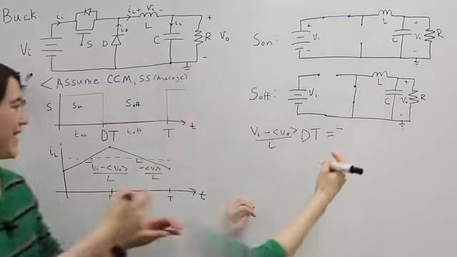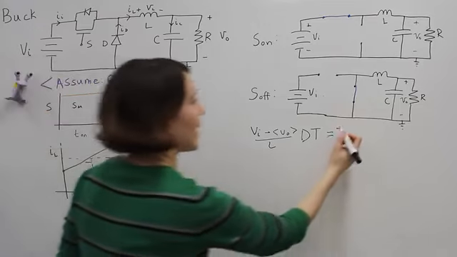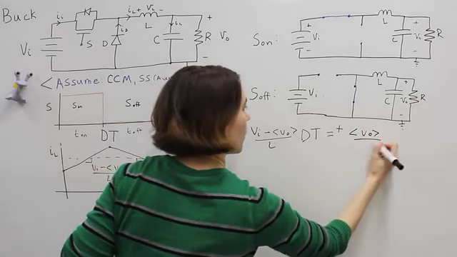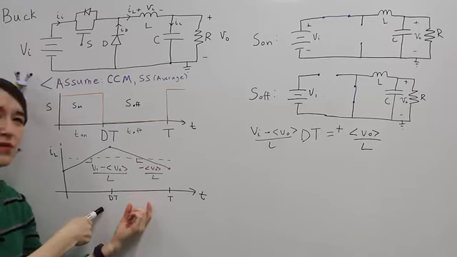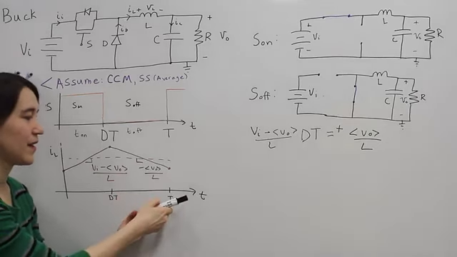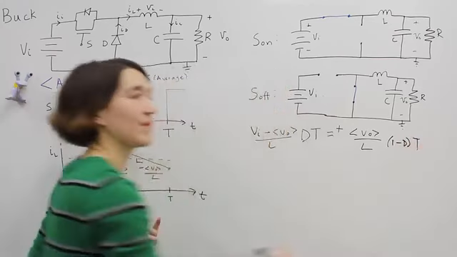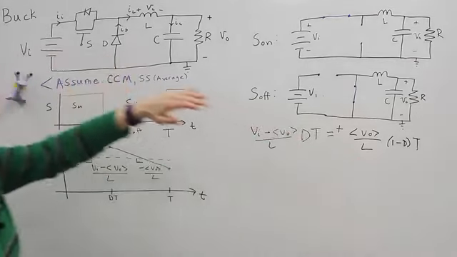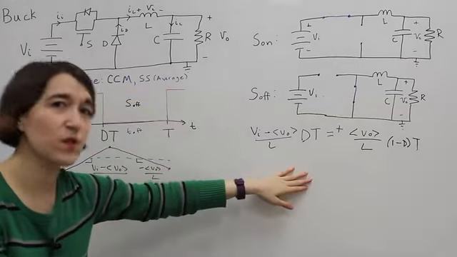We have a negative of this times this time period. So negative of a negative is positive, and then the average of V out over L. Then we multiply by this time period. We want to put it all in terms of D for simplicity. So we can actually rewrite this period from here to here as 1 minus D times T. Alright, so this is our volt-second balance equation, and this must hold true for continuous conduction mode and average steady state. From here we just simplify.